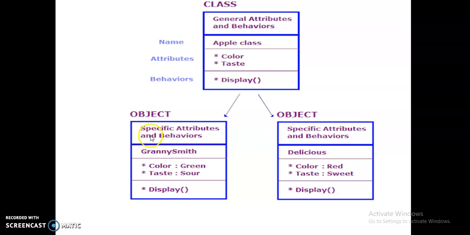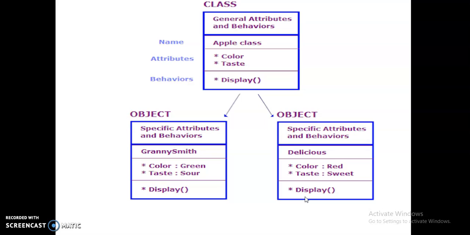The first apple object is Granny Smith, the color is green, and the taste is sour. The second apple object type is Delicious, the color of the apple is red, the taste is sweet, and the behavior is display. So these two objects belong to the one class Apple.